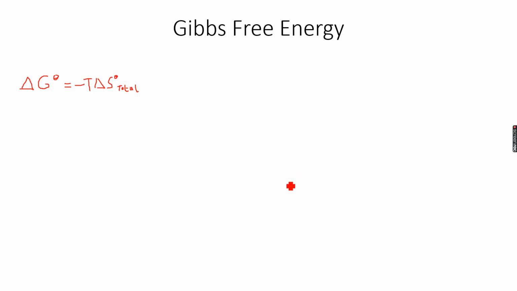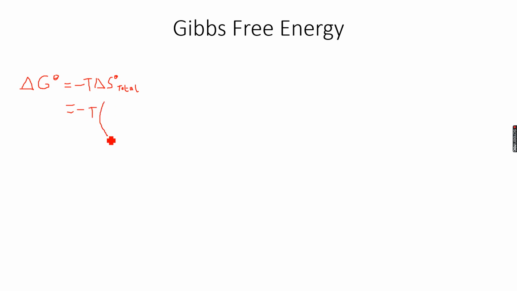which is what scientists are concerned about. They're only concerned about the delta S naught system, and there's a method in which we only need the delta S naught system, not delta S naught surroundings, to determine if a reaction is feasible. So what we do is, first we expand this equation.